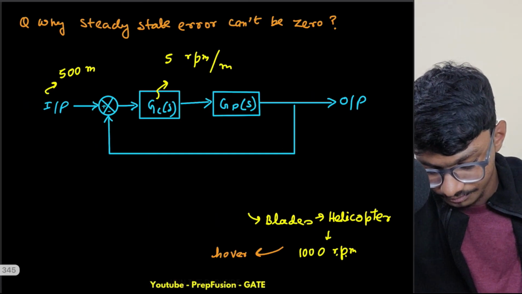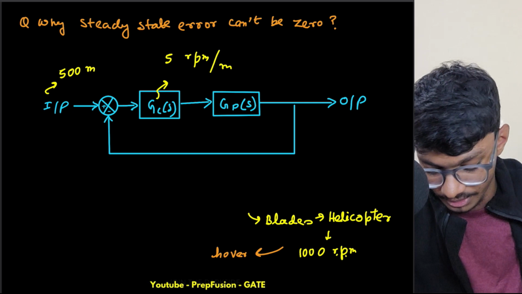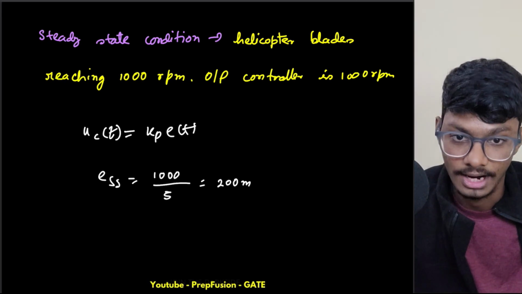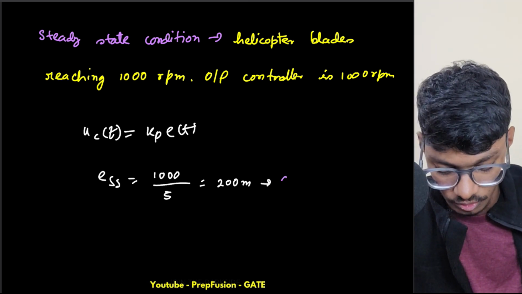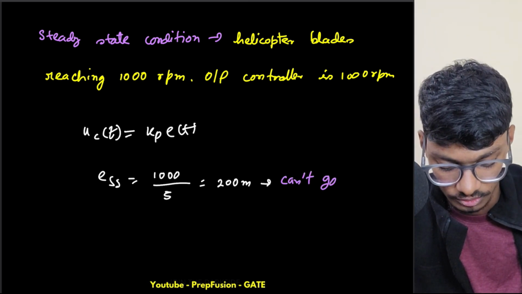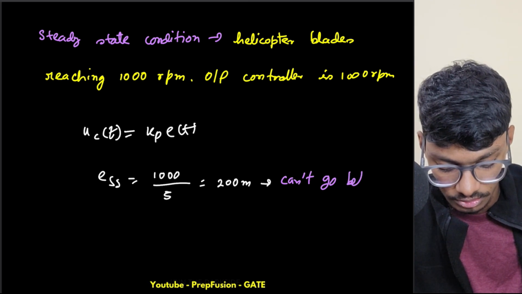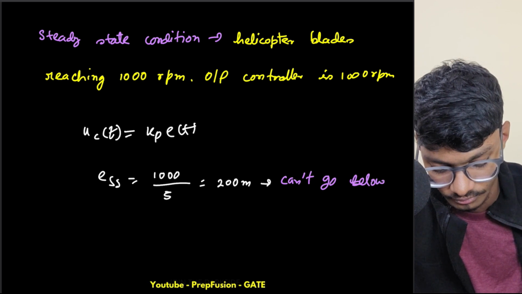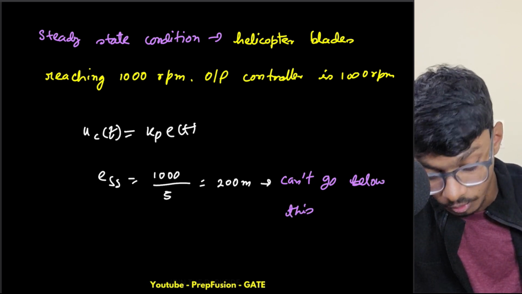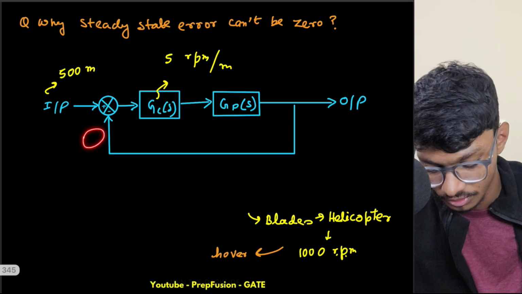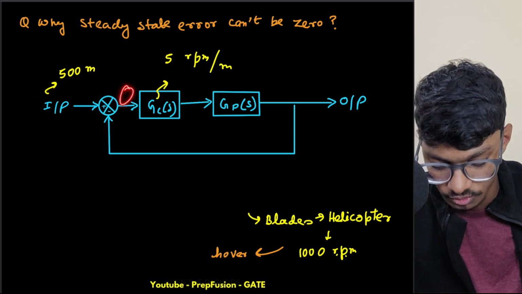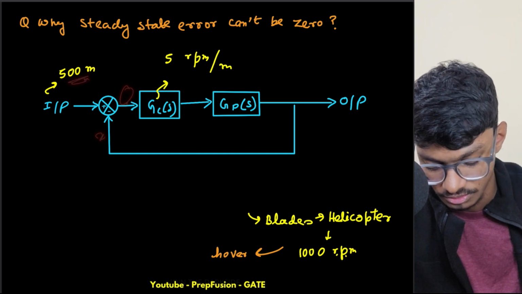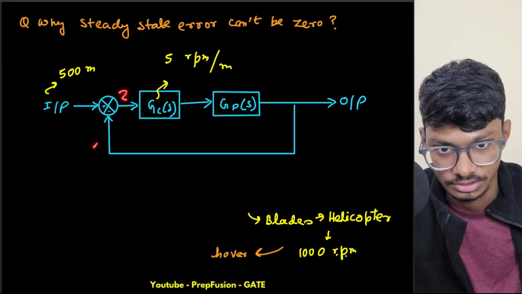So in this case, my steady state error will always remain at 200. It can't go below this, it can't go to 0. Basically, this signal, the error, is 200 and the input is 500, so 500 minus x equals 200, which means x equals 300.